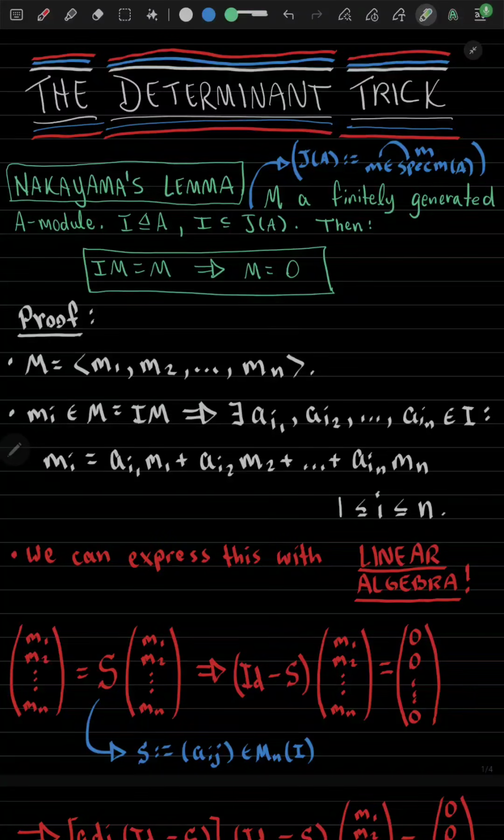There's this creative technique that shows up all the time in many of the big proofs in mathematics called the determinant trick. Let's see how it's used to prove Nakayama's lemma, which is one of the foundational results of commutative algebra. So the setting is the following.